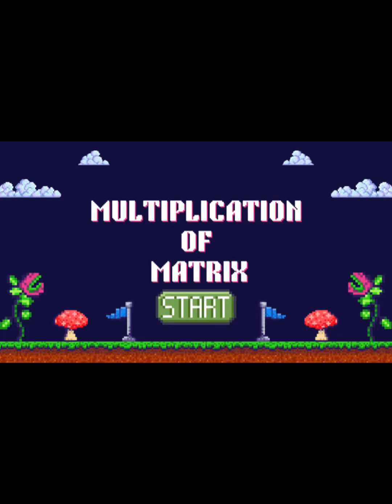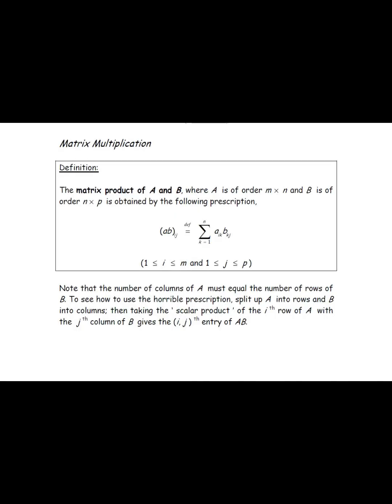So now I would like to talk about matrix multiplication. Matrix multiplication is the process of multiplying two matrices A and B. Let's say matrix A is of size m times n and matrix B is of size n times p. The resulting matrix AB will be of size m times p. There is an important condition: the number of columns in matrix A must match the number of rows in matrix B. Otherwise, the multiplication is not defined.